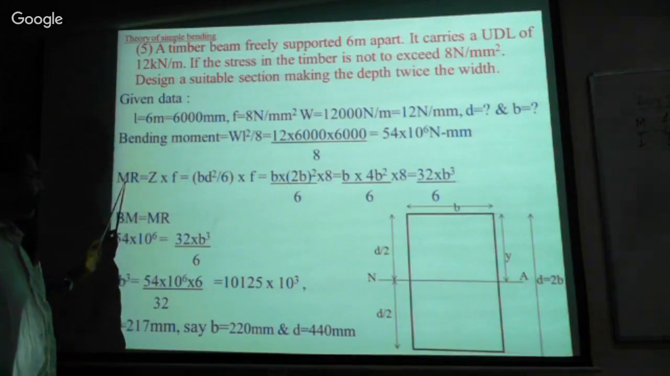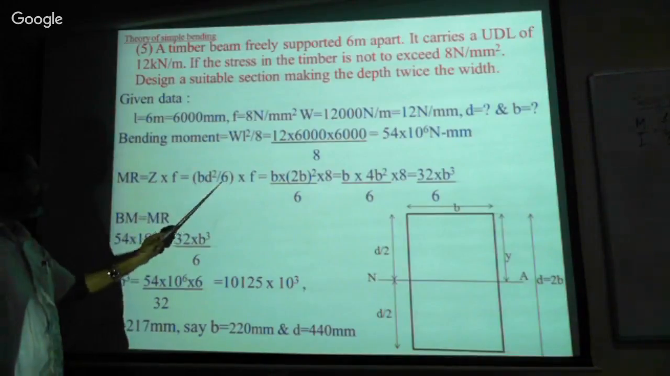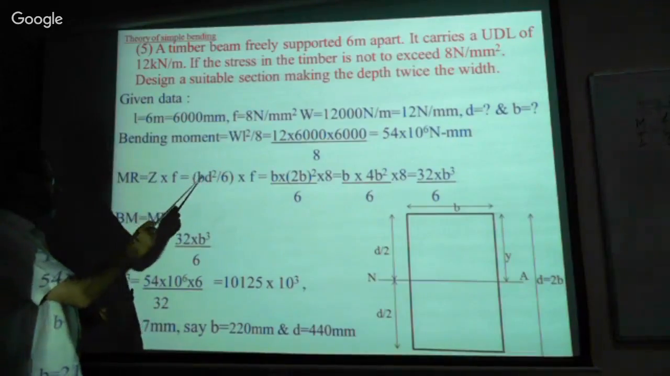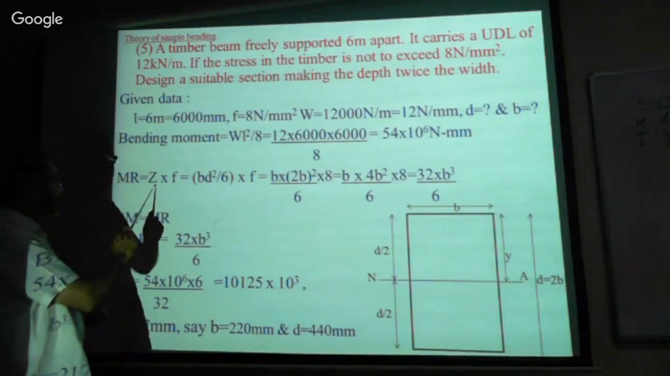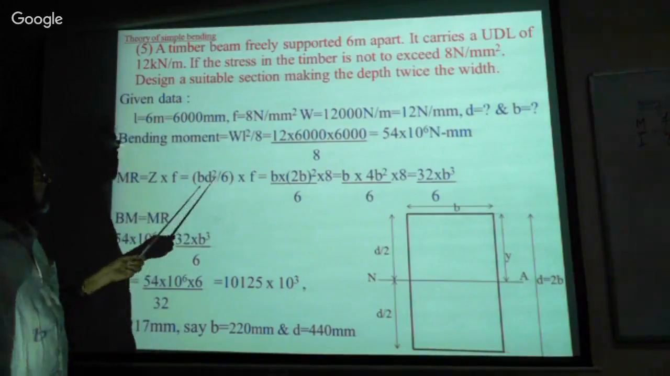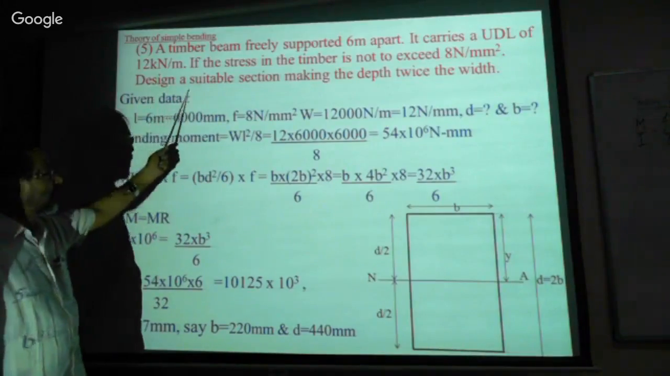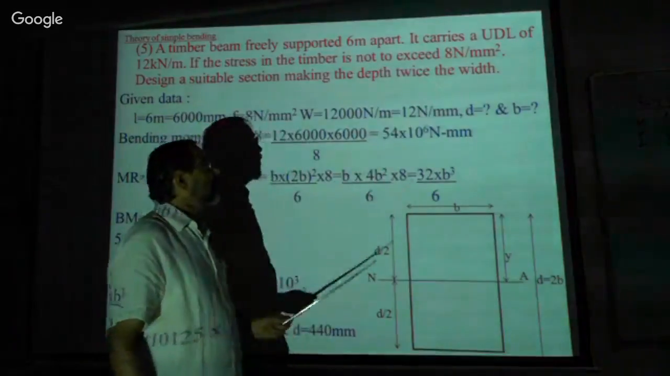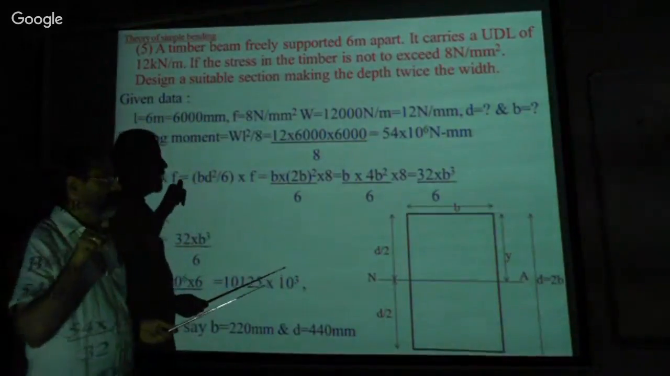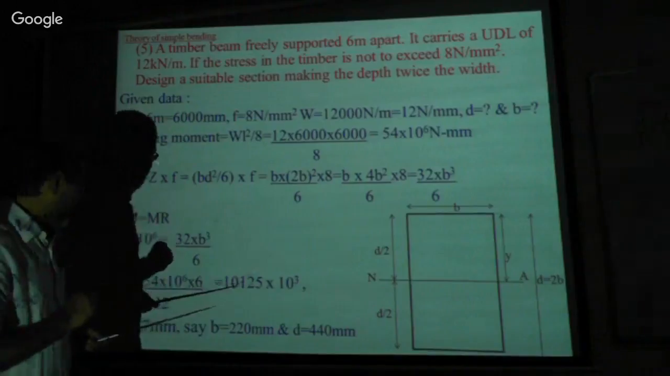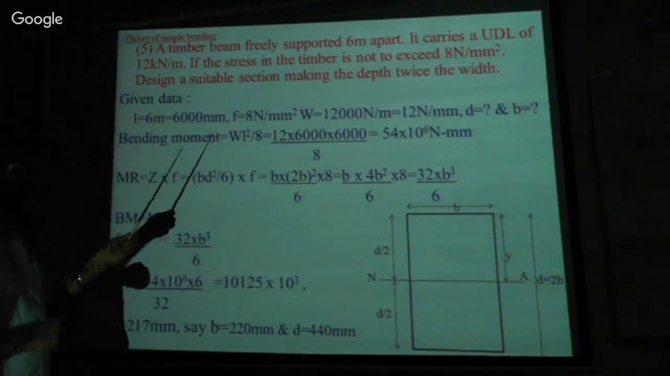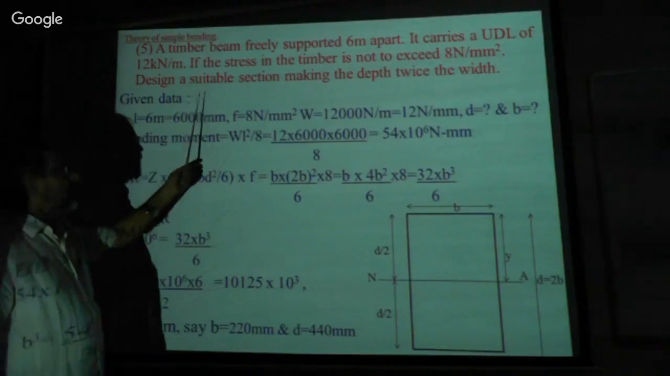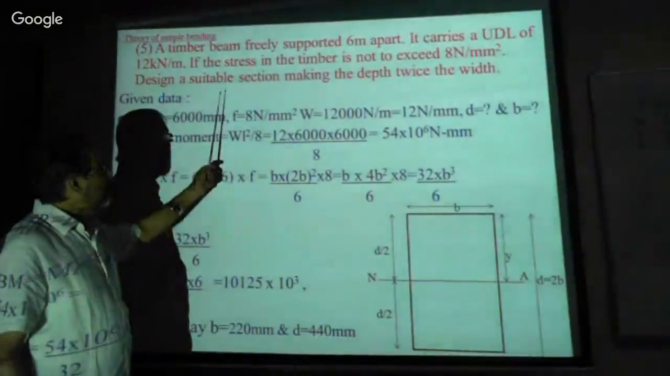Therefore, substitute the value here, and Z is equal to BD square by 6. That is Z is equal to I by Y, with I equal to BD cube by 12 and Y equal to D by 2. Now for the given problem, making the depth twice the width, breadth is B and depth is D. In the substitution, B is equal to 0.5 D, or D is equal to 2B.